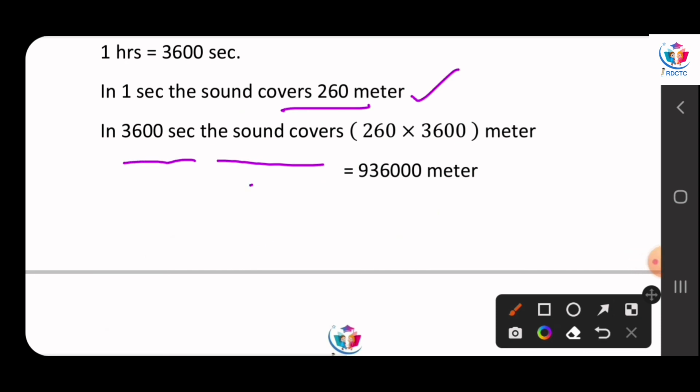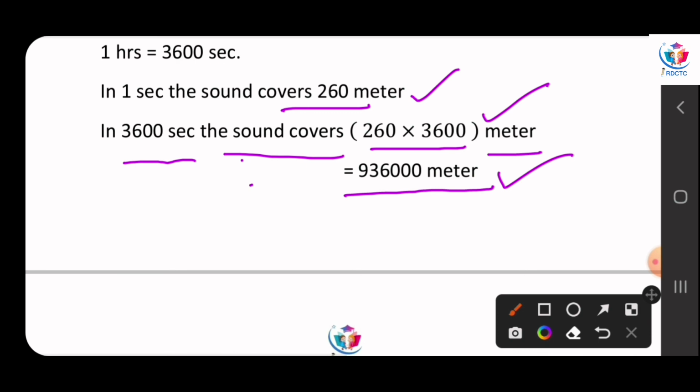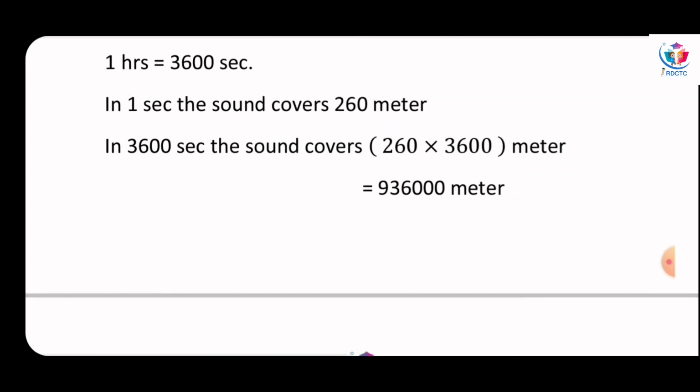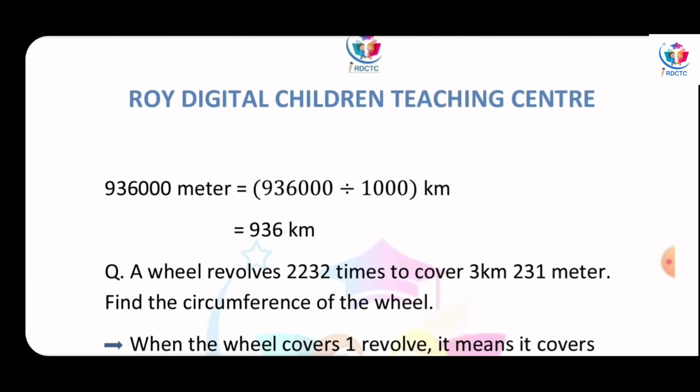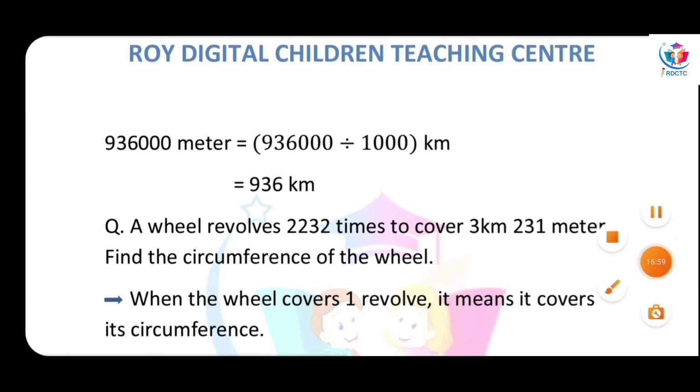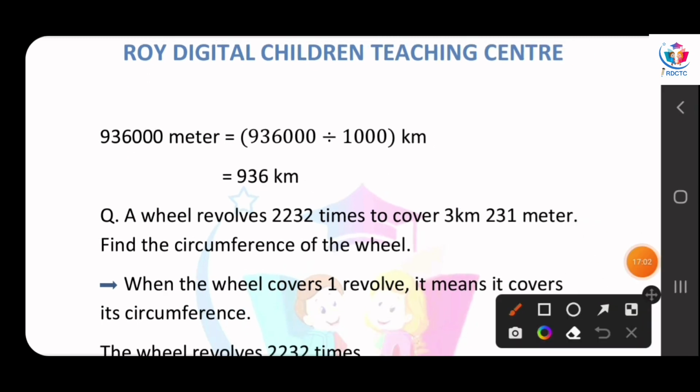In 3600 seconds the sound covers 260 into 3600 meter. The sound will cover 9,36,000 meter in 1 hour. Now we can easily convert the number into kilometer, right? And to convert meter to kilometer, we have to divide the number by 1000, and after dividing we get 936 kilometer.